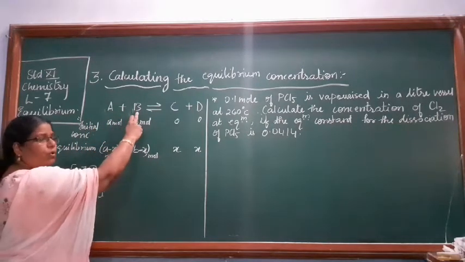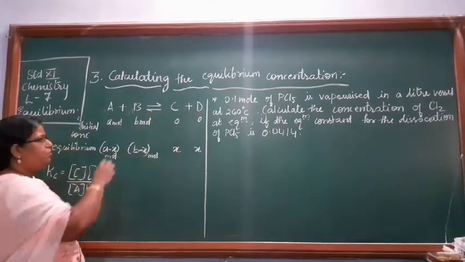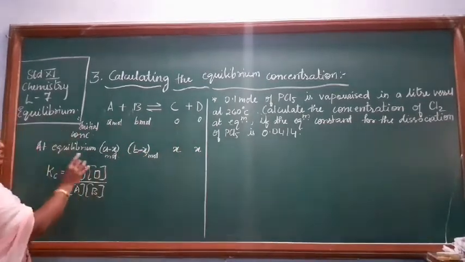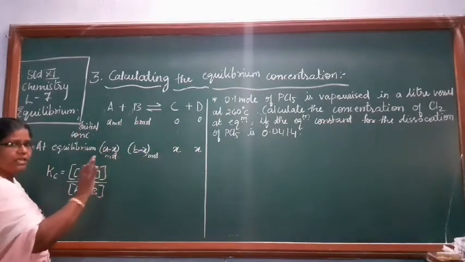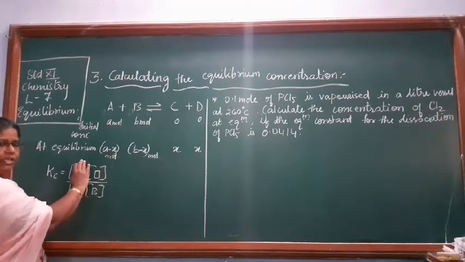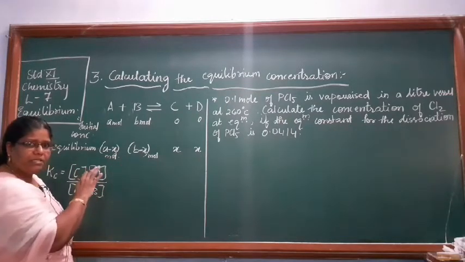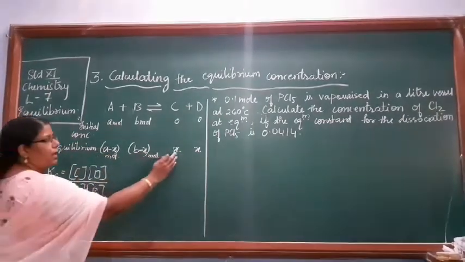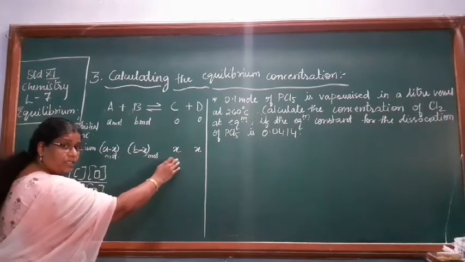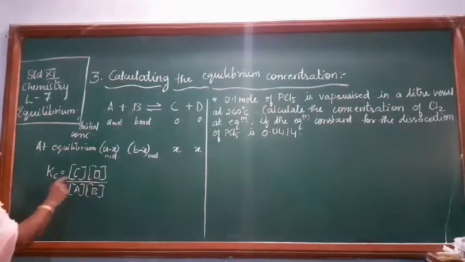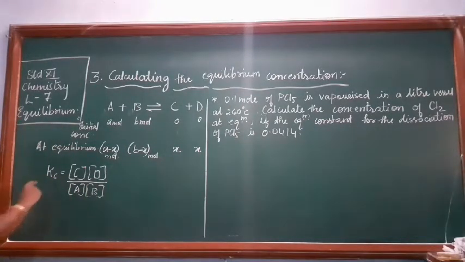1 mole of A reacts with 1 mole of B to give you 1 mole of C plus 1 mole of D. Suppose you have taken A mole of A and B mole of B, then initially there is no product formation. At equilibrium x amount has been used of A and B, therefore A minus x amount of A is remaining at equilibrium, B minus x amount of B is remaining at equilibrium, x mole of C is obtained and x mole of D is also obtained. So you can write Kc is equal to the C concentration times D concentration upon A times B concentrations.